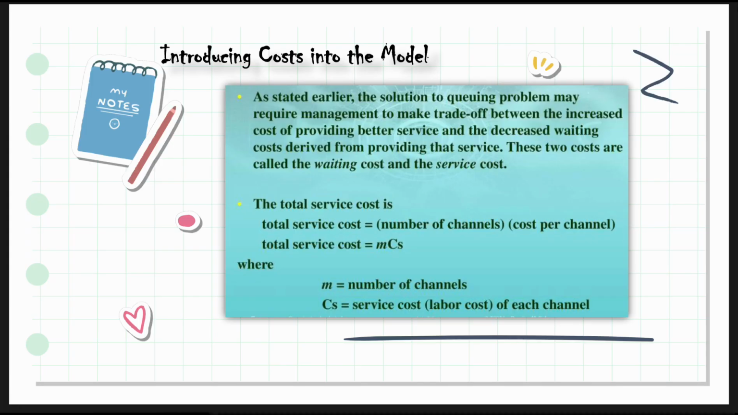Next, introducing cost into the model. As stated earlier, the solution to a queuing problem may require management to make a trade-off between the increased cost of providing better service and the decreased waiting cost derived from providing that service. These two costs are called the waiting cost and the service cost. So, ang formula natin for total service cost would be total service cost is equal to number of channels times cost per channel. Or in short, total service cost is equal to MCS. So, M means number of channels, CS means service cost or labor cost of each channel.